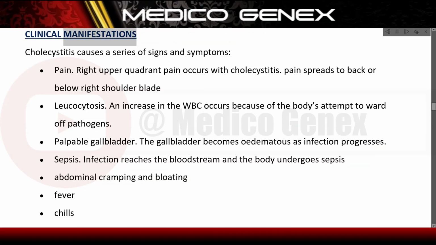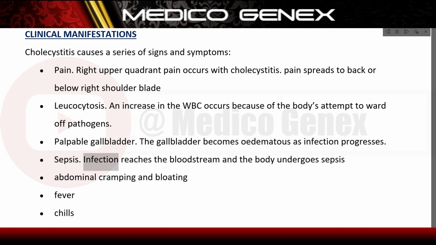Clinical manifestations. Cholecystitis causes a series of signs and symptoms. Pain. Right upper quadrant pain occurs with cholecystitis. Pain spreads to the back or below the right shoulder blade. Leukocytosis. An increase in the WBC occurs because of the body's attempt to ward off pathogens. Palpable gallbladder. The gallbladder becomes edematous as infection progresses.